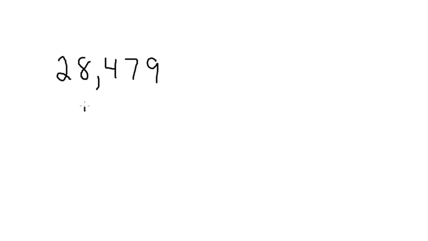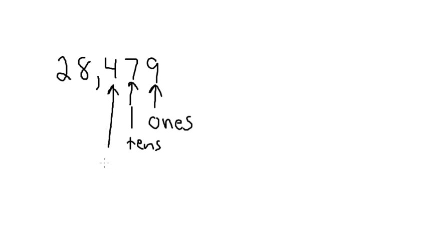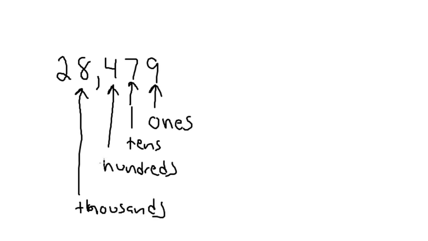Let me start over here. This is the ones digit. This would be the tens digit. The hundreds digit. This would be the thousands. So we want to put the comma between the hundreds digit and the thousands digit. That's where the first comma goes.